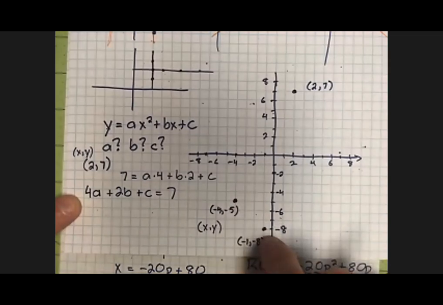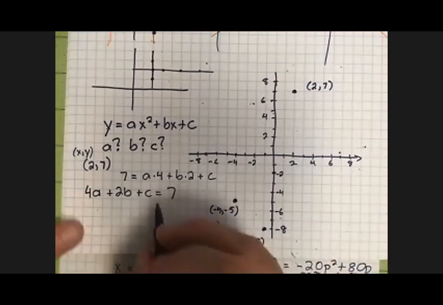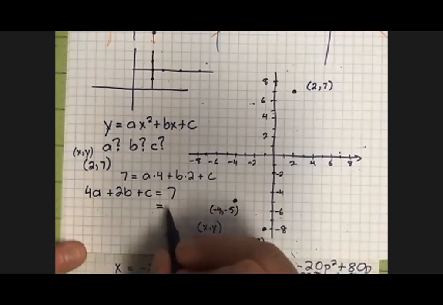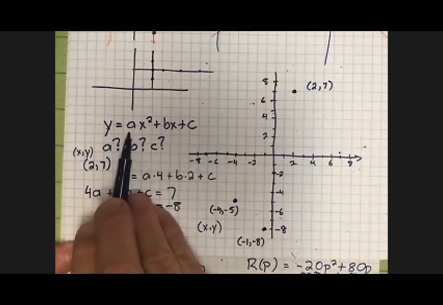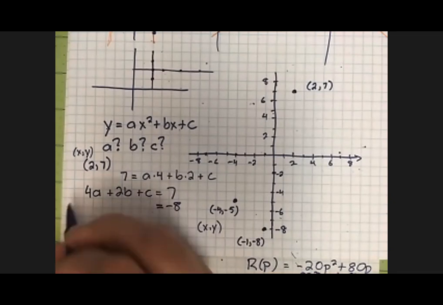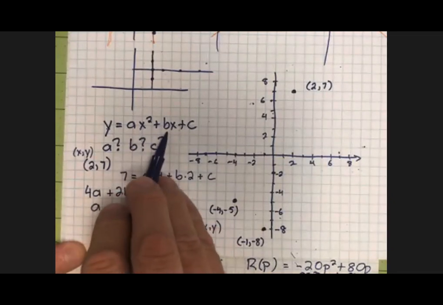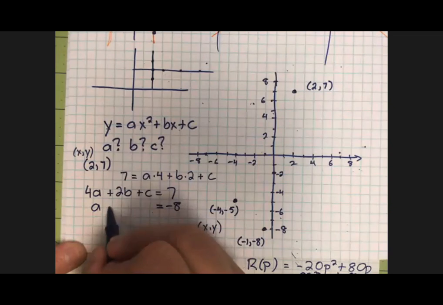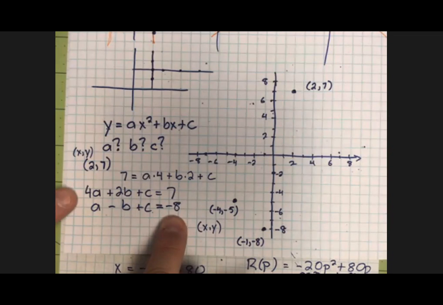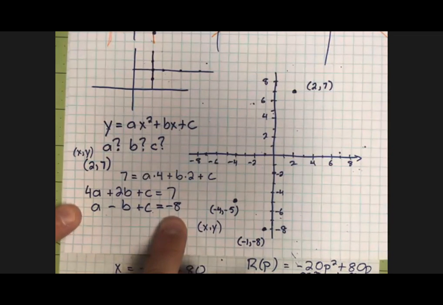But the other 2 points also give me equations. Now I got to be careful with all the minus signs. But what are the other 2 equations? If I put in -1, I better get -8. Let's put in -1 for x. That'll be 1A minus B plus C equals -8. Okay, 2 equations, 2 unknowns. You remember doing this? Linear equations, linear systems.